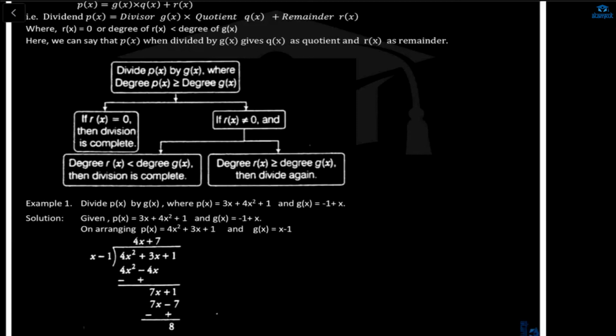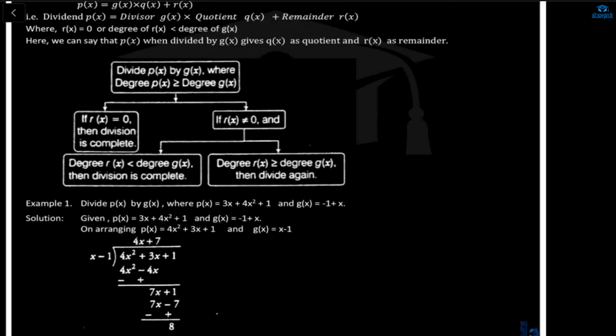Now, if r(x) is equal to 0, then the division is complete. Like you usually divide numbers: if the remainder becomes 0, the number is completely divided, and the number by which you are dividing is a factor. But another condition is also there: you might not get a remainder equal to 0. You'll get some value in the remainder.